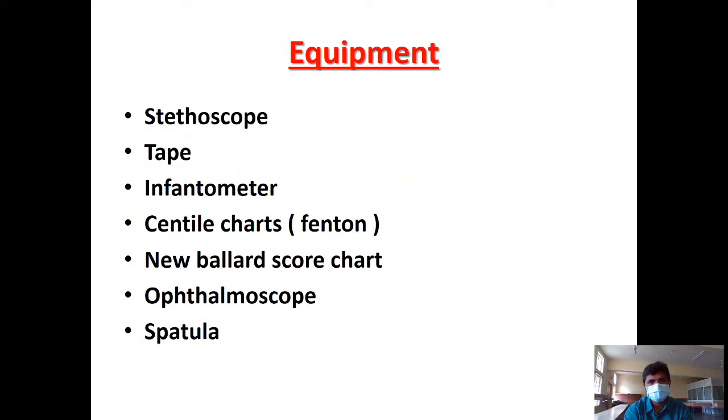Then gather all the necessary equipment for your examination, like stethoscope, tape, infantometer for weighing the baby and also for measuring the length of the baby. And then you need to have centile charts, Fenton centile charts, then the New Ballard score chart, then ophthalmoscope for red reflex, and then spatula for examining the mouth and throat.